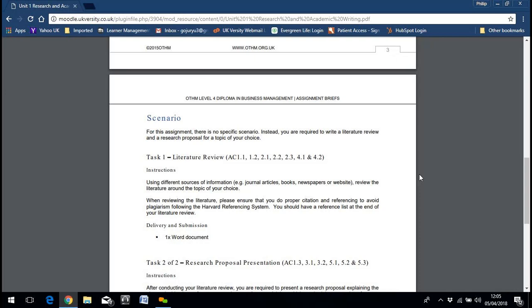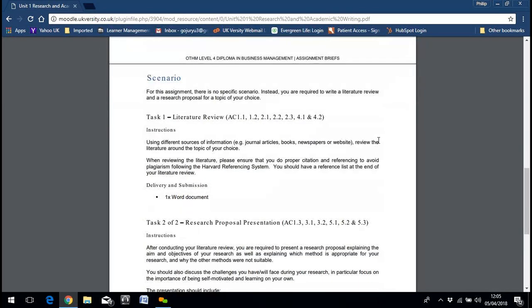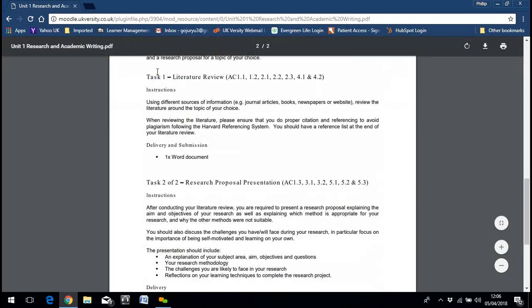If you'll do that first, I can then go back to you and say, yeah, that's a good proposal, and then you can start to do your review from there. Is that okay? Okay. Well, you've got to decide on what the topic is that you're going to research into first. Then tasks 1 and 2.